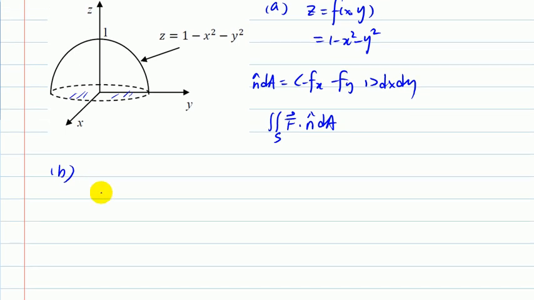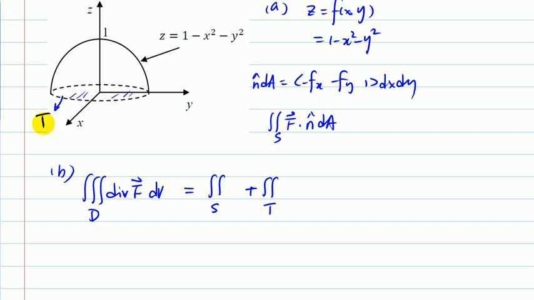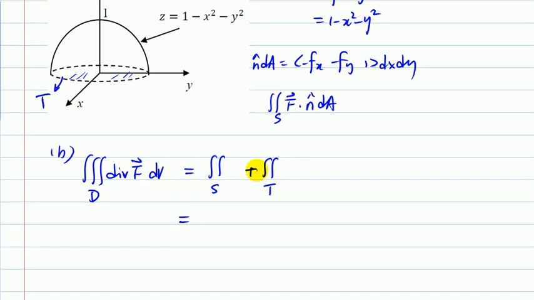Let's lay down the divergence theorem. The integral of div F dV will equal the surface integral over this paraboloid, which you calculated in part A, plus the flux, the surface integral, of the bottom one. Let's call this bottom surface T.